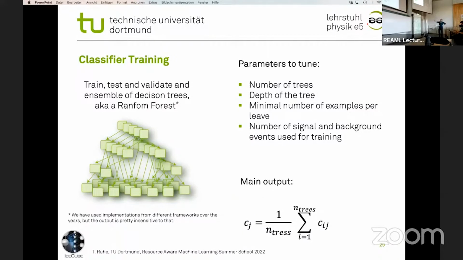Important point is this is the main output of a random forest. So we classify all of the events by every tree, and it's a binary classification. So either a 0 or a 1, 0 being a background muon, and 1 being a neutrino-induced muon, and then this gets averaged over the number of trees.